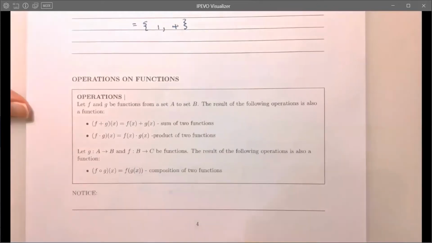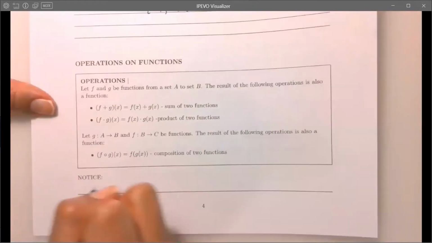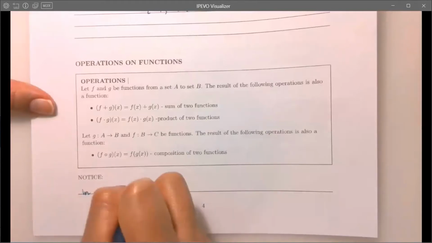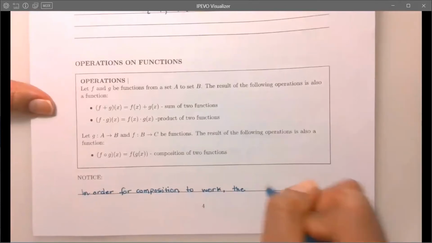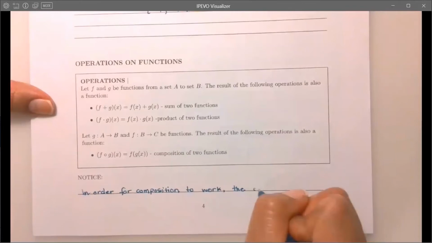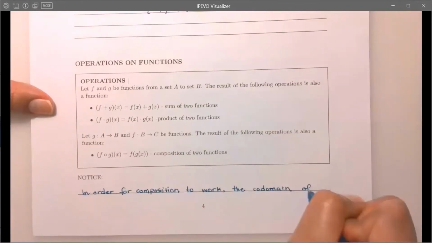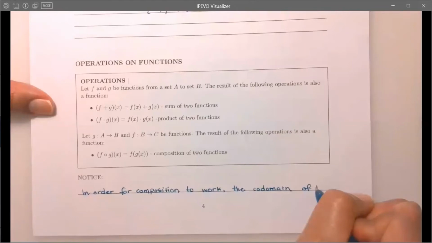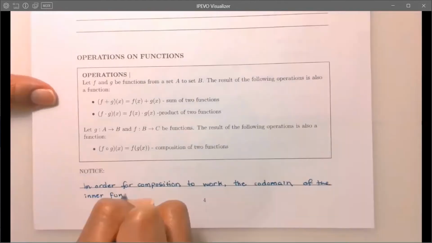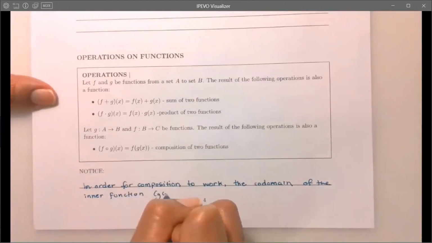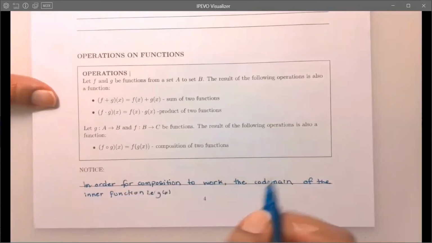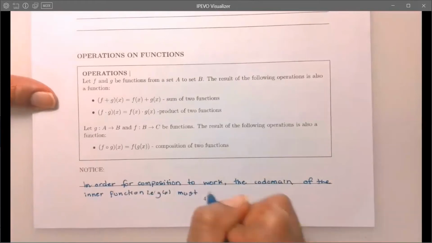Okay, so I'll write that. Notice, in order for composition to work, the codomain of the inner function, which in this case is g of x, we'll just write i.e. instead, must agree with the domain of the outer function.